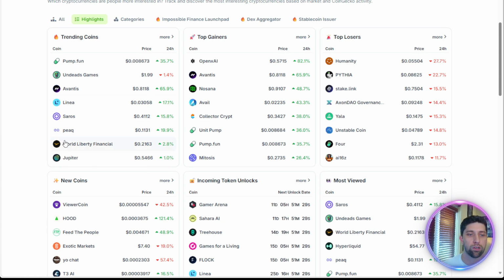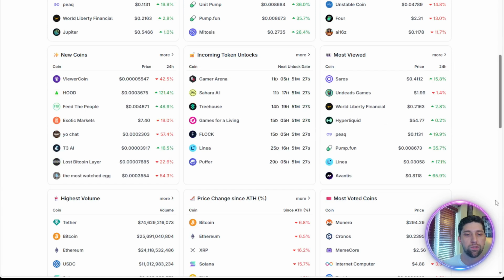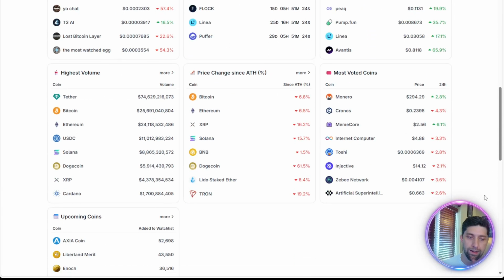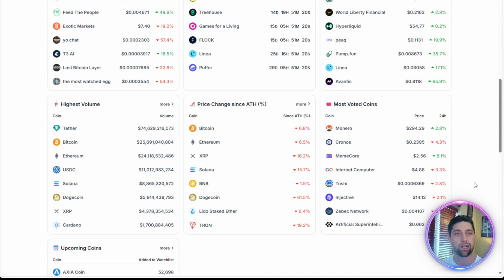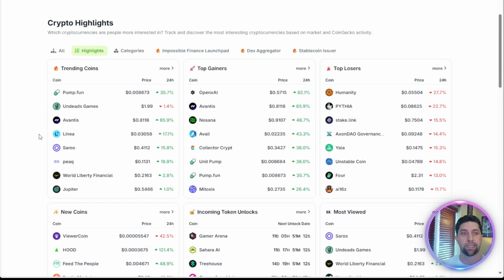So if you start to see World Liberty pop up here and it's on most viewed and volume is kind of flowing in on it, but the project hasn't actually really moved yet, that could be a potential green flag or a sign that this could start to move potentially in the near future. This is a really good way to kind of keep track of all of that.